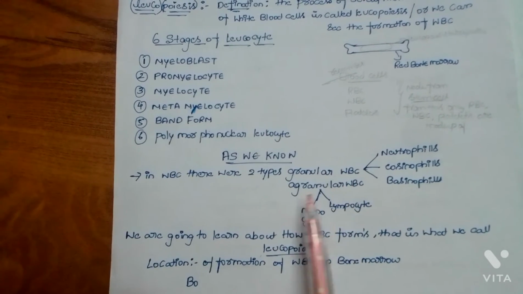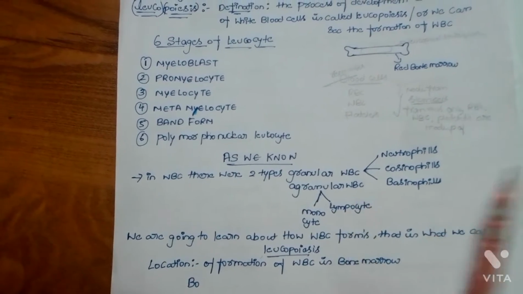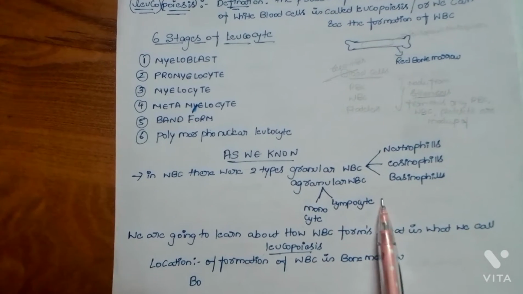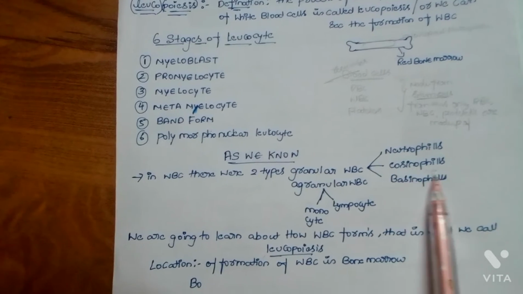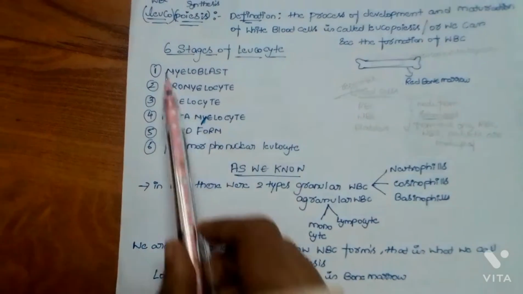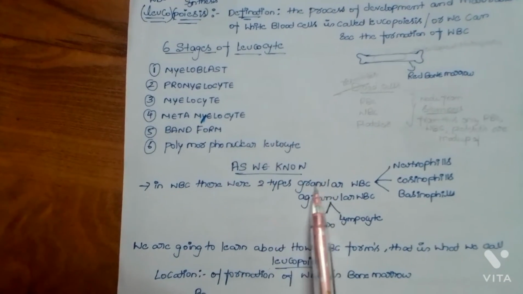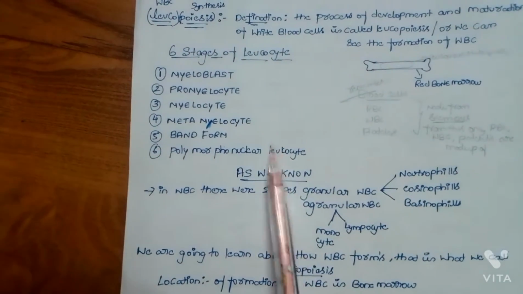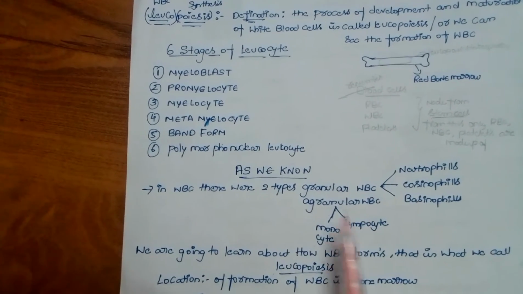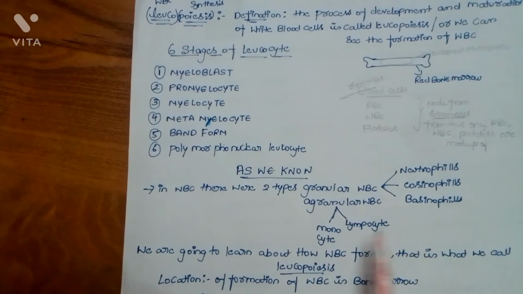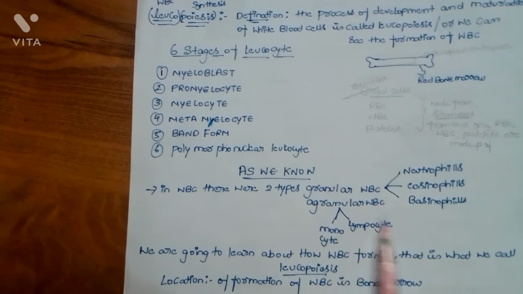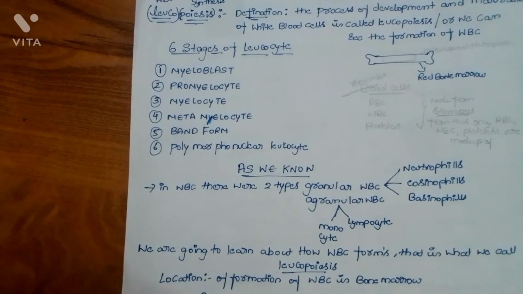Now, the basic thing we have to know is that WBCs have two types, which are granular WBC and agranular WBC. The granular WBCs are further of 3 types: neutrophils, eosinophils, basophils. Here only we are going to see these 6 stages. The second type of WBC is the agranular WBC, which is further of 2 types, monocyte and lymphocyte.